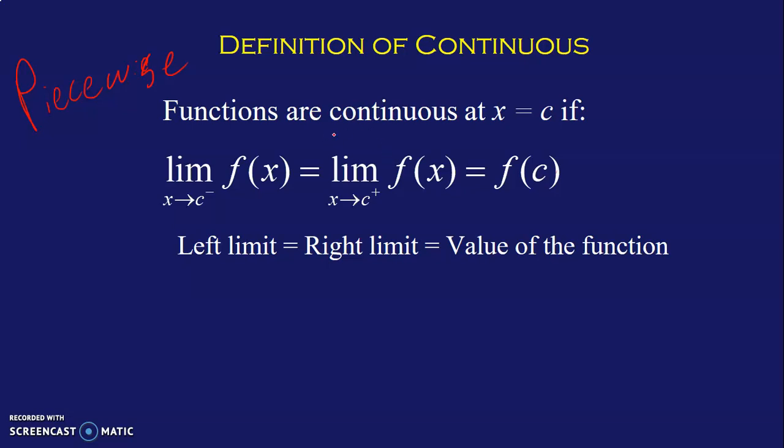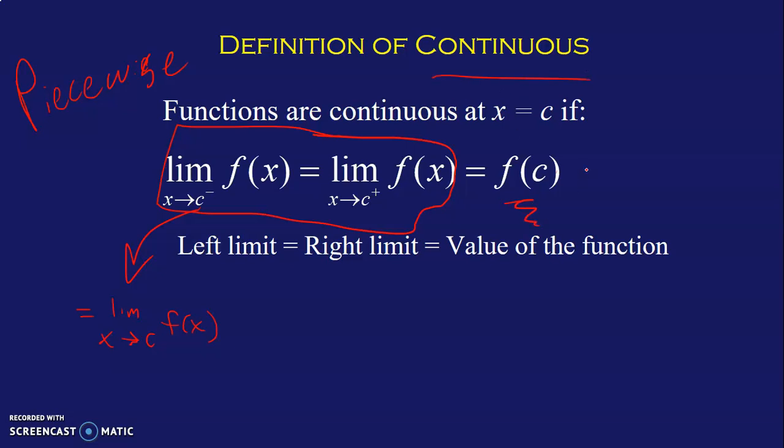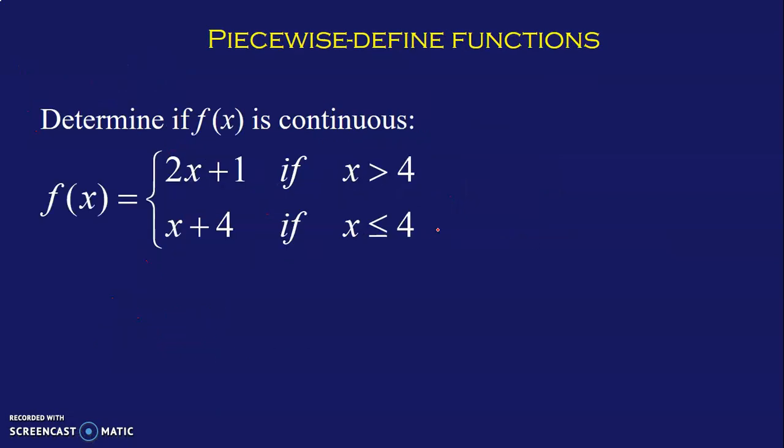And if those are equal to each other, then they are both, by definition, equal to the limit as x approaches c. And then if that limit is equal to the value of the function, then it is continuous, as defined in the other video. So again, for a piecewise function, you'd have to look at the left side limit and the right side limit, make sure they're equal to each other, and make sure that that's equal to the value of the function. So let's look at a couple of examples.